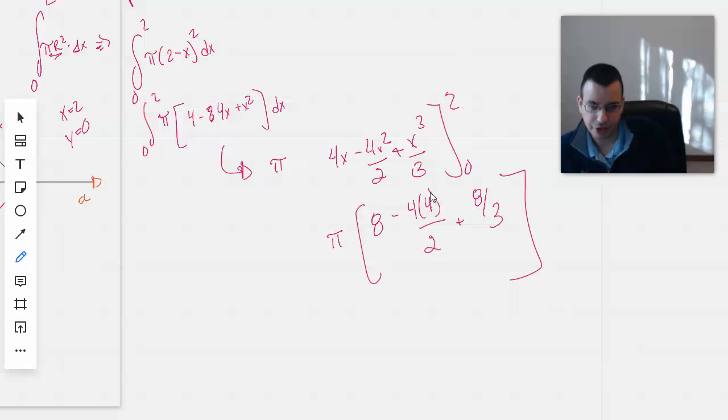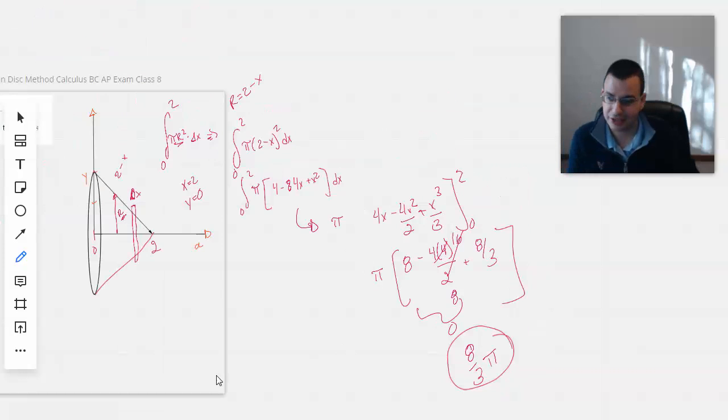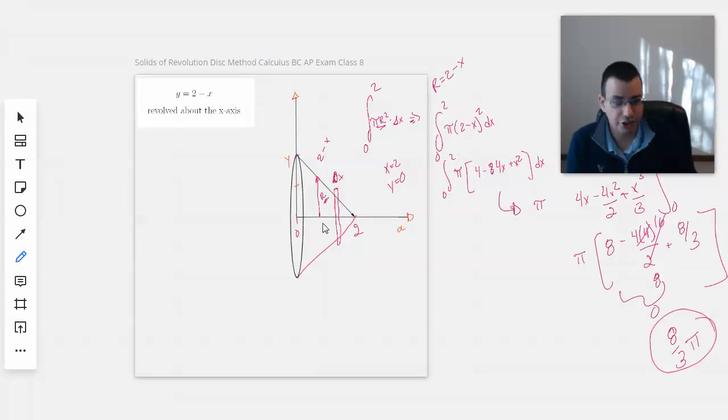Okay, so this is 16, but divided by 2, that becomes 8. 8 minus 8 is 0, so we have 8 thirds pi. And that is the volume of this shape right here, the cone that's kind of sideways. y equals 2 minus x, revolved around the x-axis.